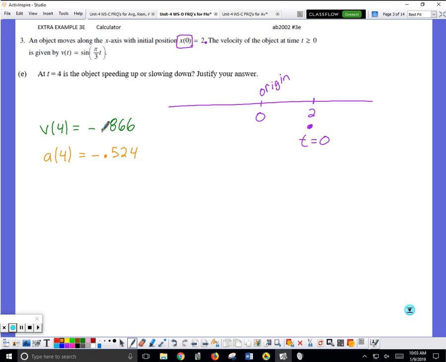So, the velocity is already negative. Negative acceleration at that moment means the velocity is going to become more negative. So is the particle going faster to the left or slower to the left? Faster. Its velocity is more negative. So you write down, since V of 4 and A of 4 are both negative, the particle speeds up.